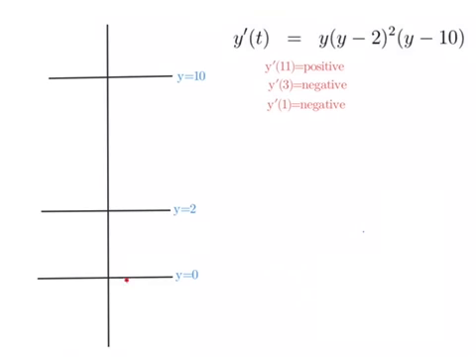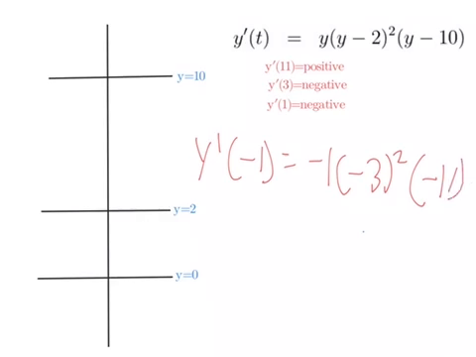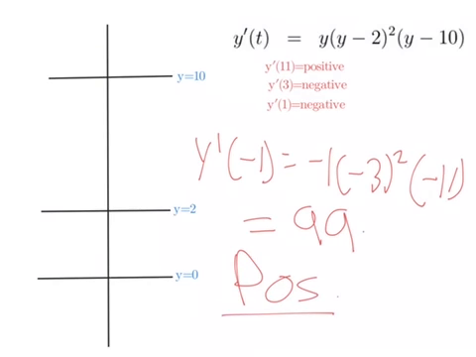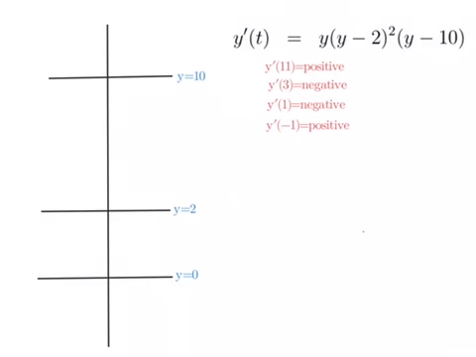And finally, I'm going to plot a point that's less than 0, which could be negative 1. So y prime of negative 1 equals negative 1 times negative 3 squared times negative 11, which equals 99 and is a positive number. So since we plug these points into the derivative, it will tell us if the graph of y of t is increasing or decreasing. So above 10, we know it's positive.